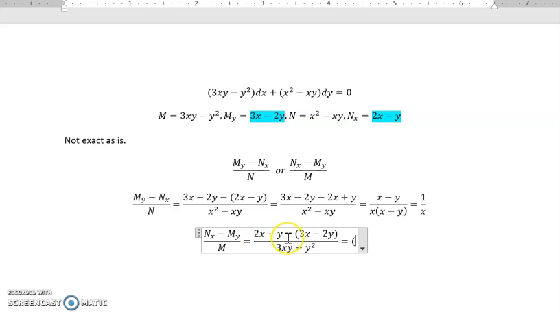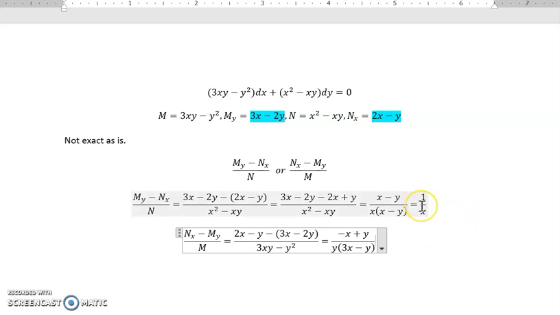And so 2x minus 3x would be minus x, and minus y minus minus becomes a plus 2y, would become plus y, all over, and if we factor out the y, 3x minus y. And we can see this is not going to cancel. So this is not producing a function of a single variable. This one is producing a function of a single variable.